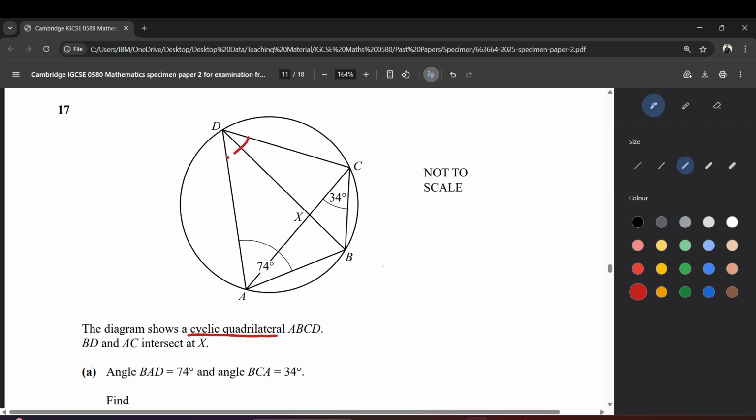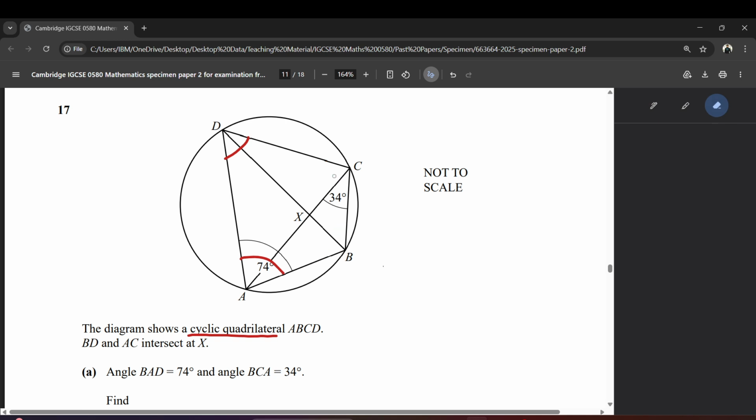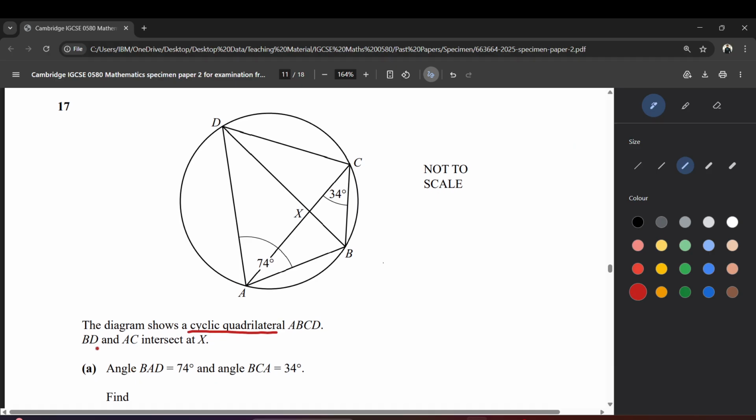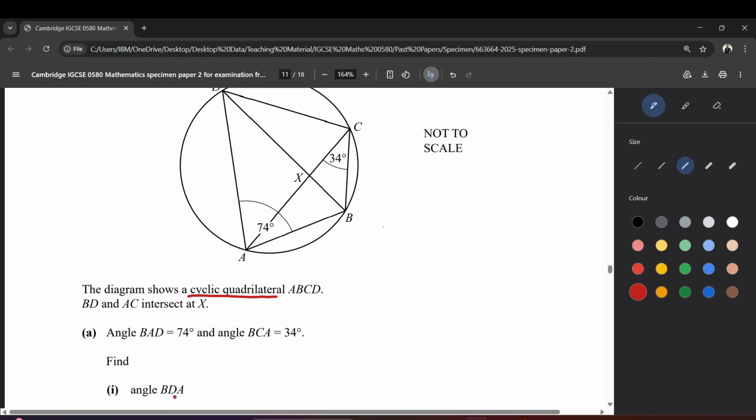So this angle and this angle will add up to give you 180, and this angle will add up to give you 180. You have already been given this angle, which is 74, so you can find out what this entire angle will be. But we'll just stick to the question for now. Let's go in sequence, but just keep this in mind. Now it says BD and AC intersect at X. Angle BAD is 74. And angle BCA is 34. Find the angle BDA.